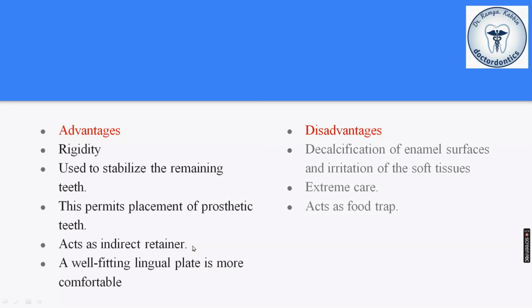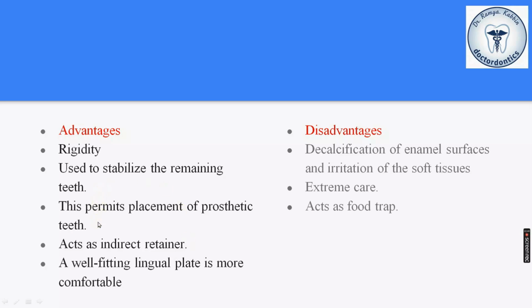It is rigid. Yes, it is rigid because it is covering a large area. So it is used for the stabilization of remaining anterior teeth. As we all know, anterior teeth won't give that much support or they are not fit as abutments. Hence, they are splinted together using this lingual plate and together it is supporting the prosthesis.